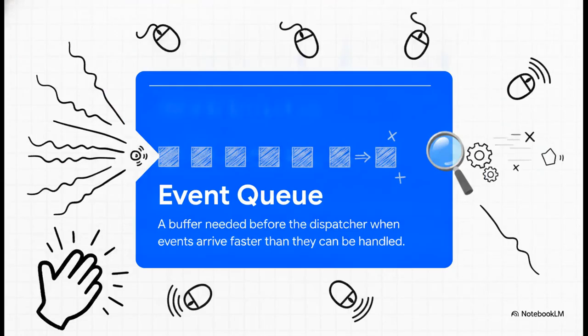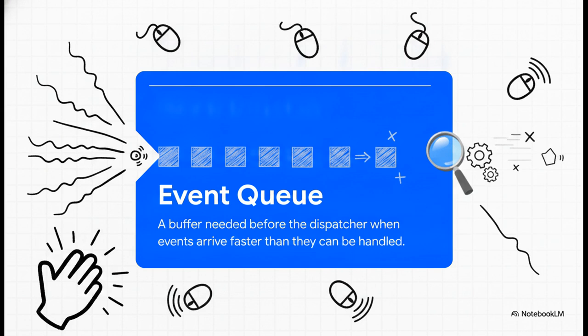So, here's a crucial question. What happens when all these sensors, or let's be honest, impatient users, generate events too quickly? Imagine wildly shaking your mouse while frantically clicking. You can easily overwhelm the software. That's exactly why systems use an event queue. It's basically a buffer placed right before the dispatcher.